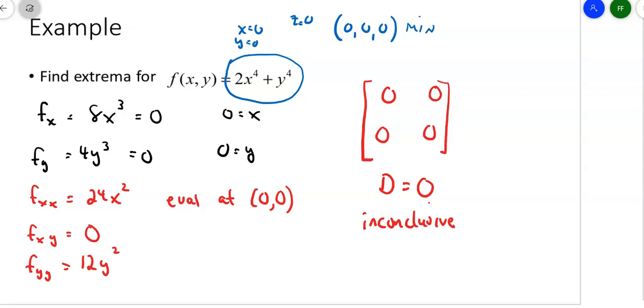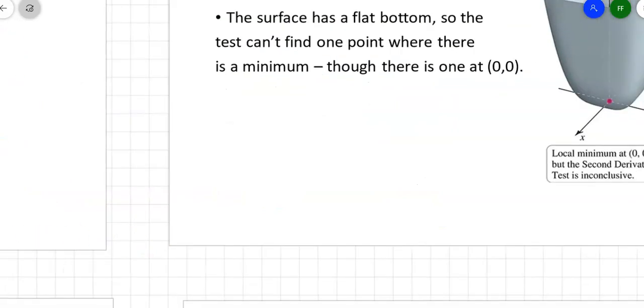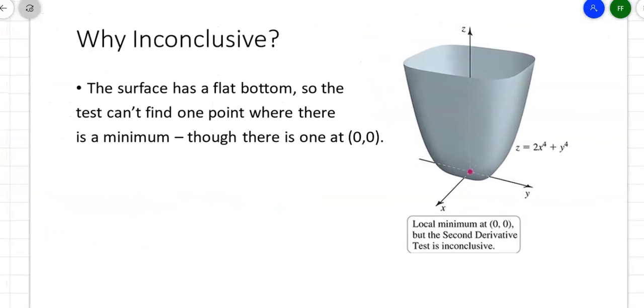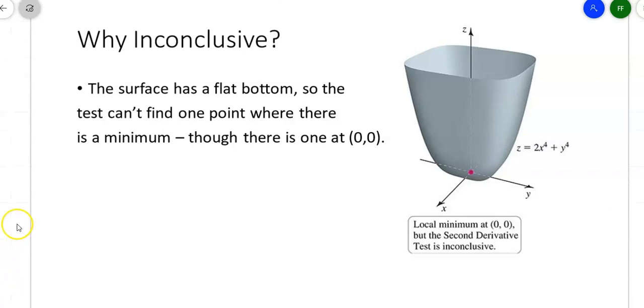So why did the test come out inconclusive? What happens to that 2x^4 + y^4 that makes it inconclusive? Here's what happens. You come up with an object that looks like a garbage can, right? A surface with a flat bottom. So the test is trying to figure out what is that one single point that's the lowest point on this object, and the answer is there isn't one single point that's the lowest point on the whole object. There's a lot of points that are the lowest point on that object, and that's why the test comes out inconclusive. So there is a minimum. That minimum is z equals 0. It's just that it happens at multiple points, and so the test can't pinpoint one specific point.